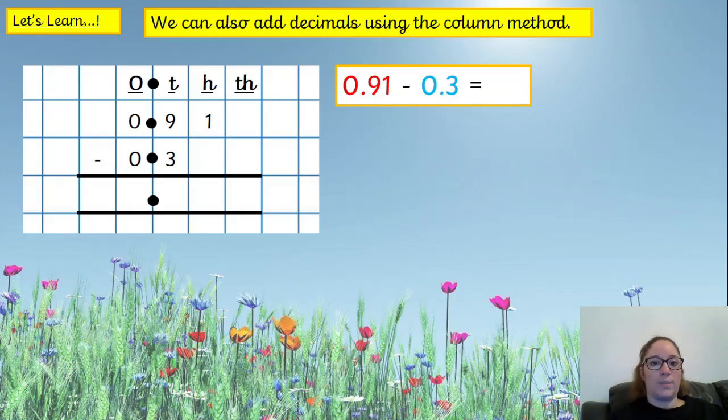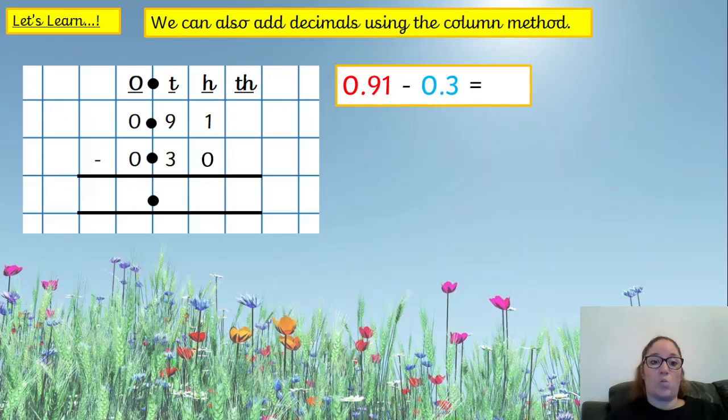Okay, let's try this one. So 0.91 subtract 0.3. Now what do we need to do this time to make it a little bit easier for ourselves? Okay, so we've got 0.91, take away 0.3. We can add a 0 because we know the 0 doesn't represent anything because we've got our 0.3. And it just helps us to subtract.